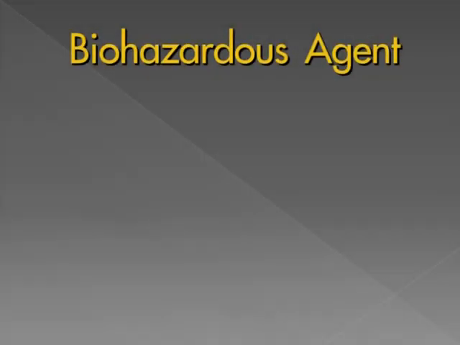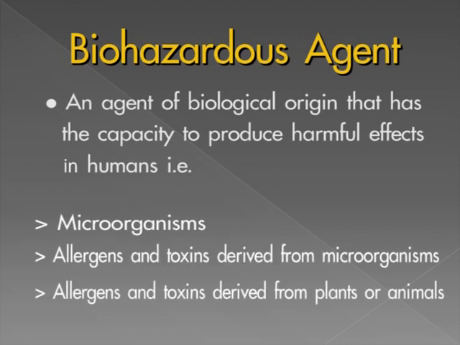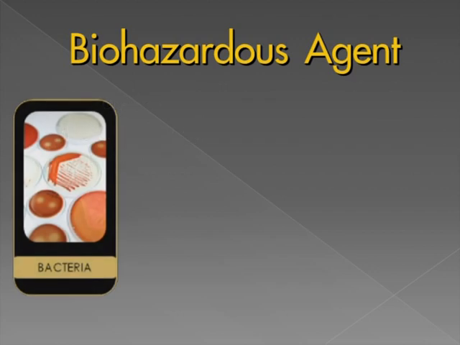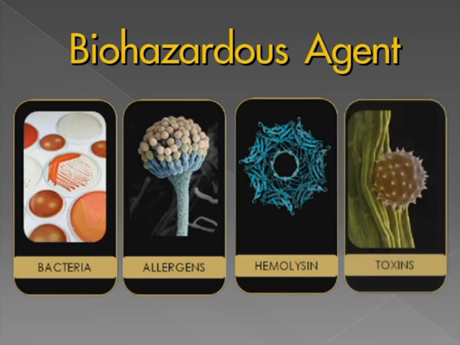The principal characteristics of a biological agent that determine its biohazard potential are its capability to infect and cause disease in a susceptible human, its virulence as measured by the severity of disease, and the availability of preventive measures and effective treatments for the disease. Biohazardous agents include microorganisms, allergens and toxins derived from microorganisms, and allergens and toxins derived from plants or animals.